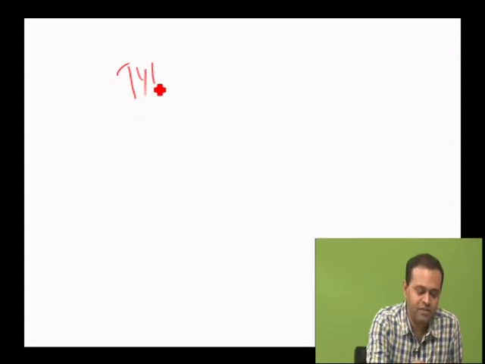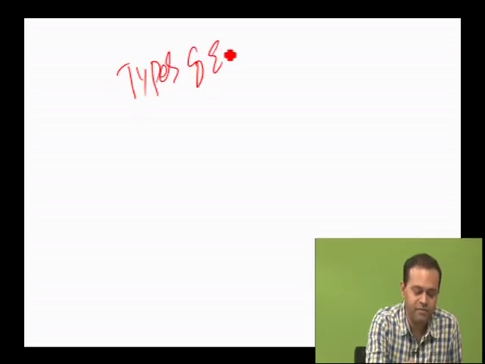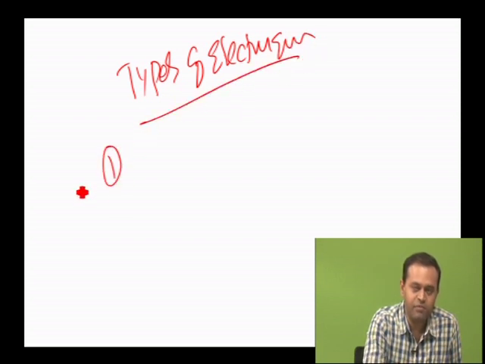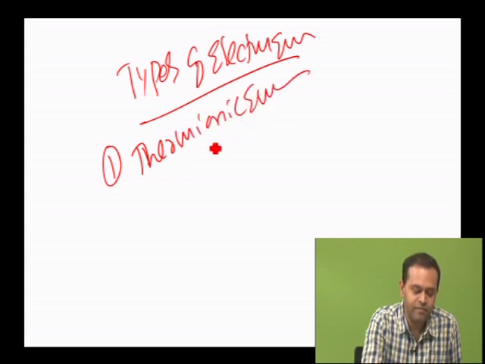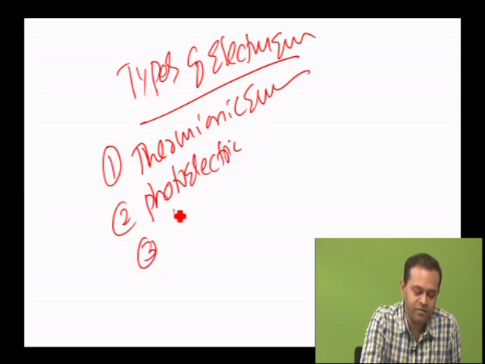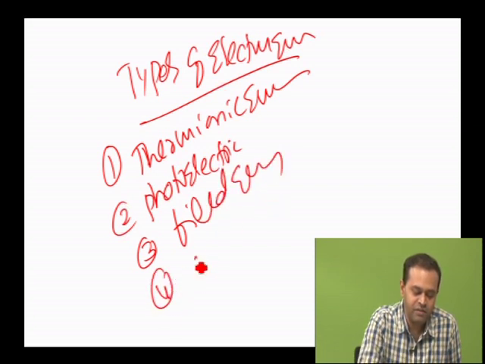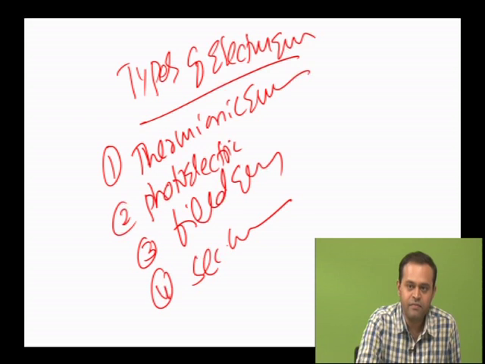The first topic is types of electron emission. There are four different types of electron emission. The first one is thermionic emission. The second is photoelectric emission. The third one is field emission. The last one is secondary emission. I am going to discuss photoelectric emission.